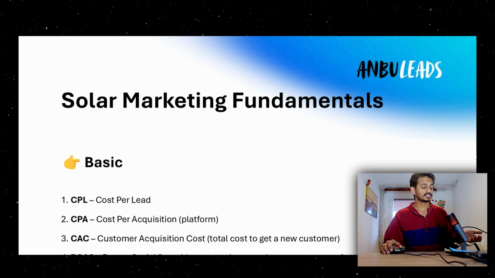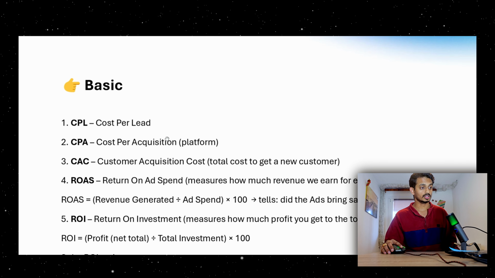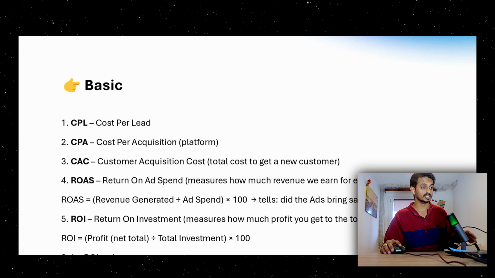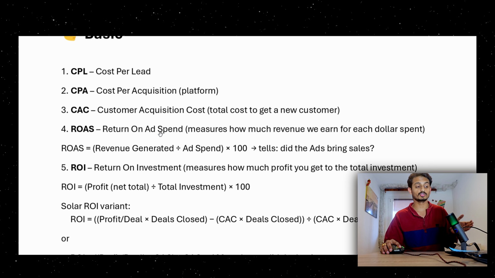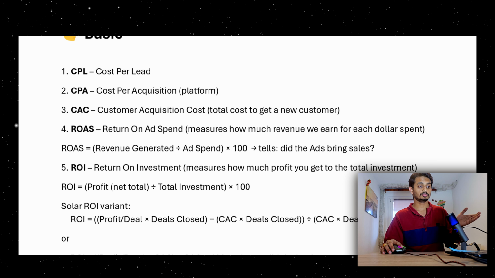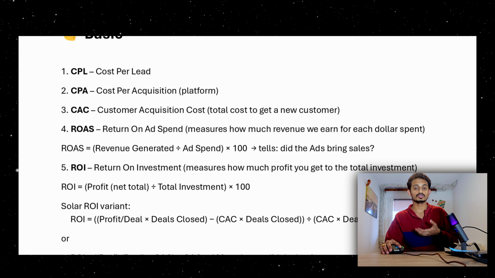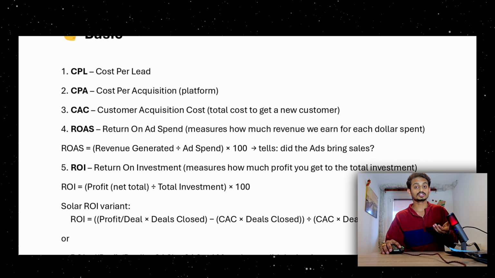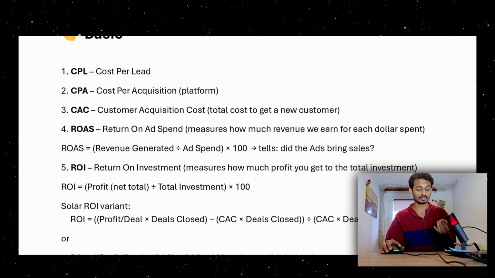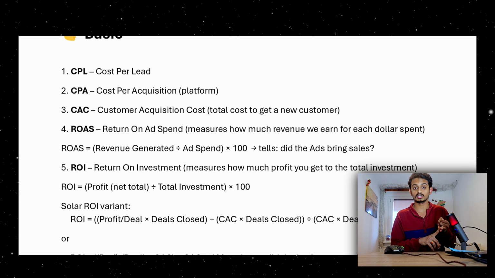So let's start with the basics. Everybody knows cost per lead. This is nothing but the cost associated with getting a single solar lead. The second term is cost per acquisition. There's a difference between cost per acquisition and customer acquisition cost. CPA is related to your platform. So suppose you're running ads on Facebook, then the cost that is required to get a single lead from Facebook is nothing but CPA. It does not include the amount that you spend on making the ad, or maybe paying a partner or an agent.